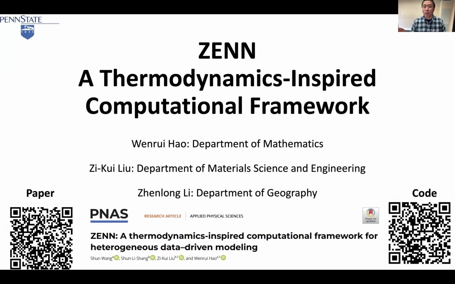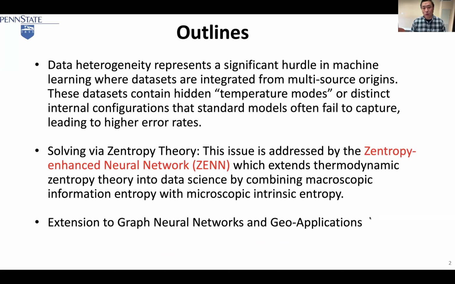What is Zentropy, and what is ZENN for? We want to answer a question about data heterogeneity. This is quite important. It is also a challenge, and data heterogeneity is increasingly common as datasets are collected from multiple different datasets.